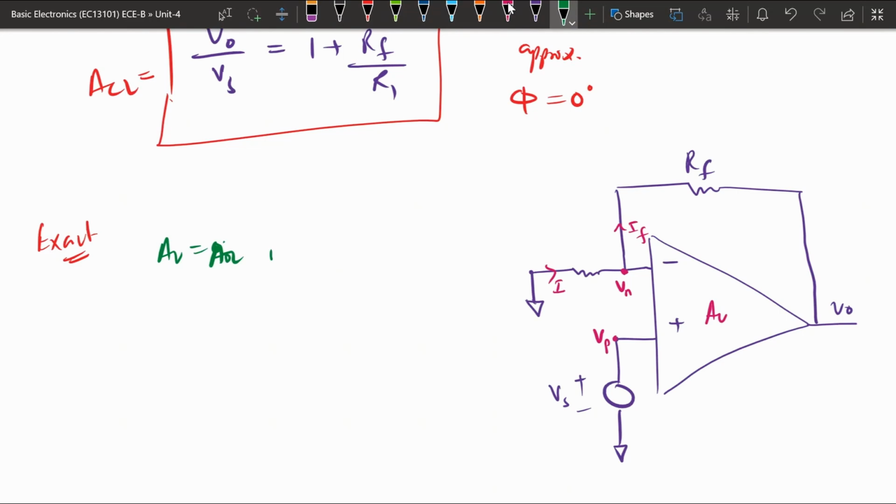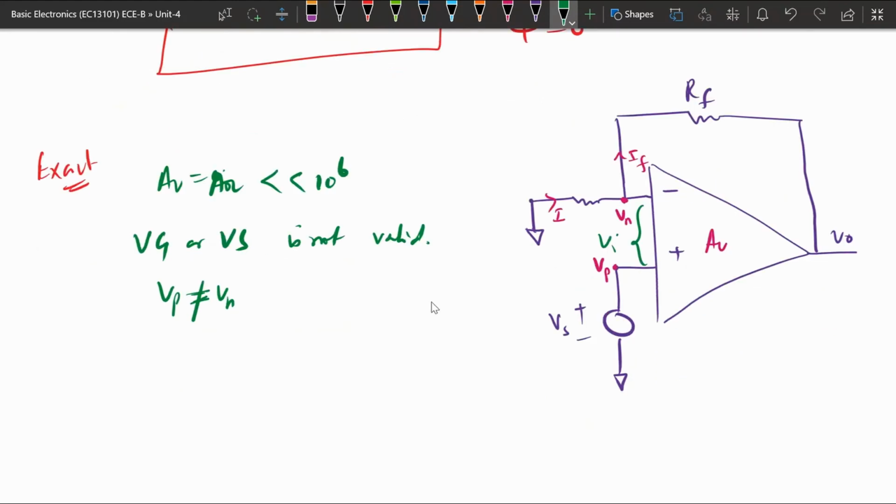That means it is much less than 10 power 6. If this is the case, then virtual ground or virtual short is not valid. If this is not valid, we cannot take Vp equal to Vn. So now we have to do the exact analysis. For that we will find out the input.